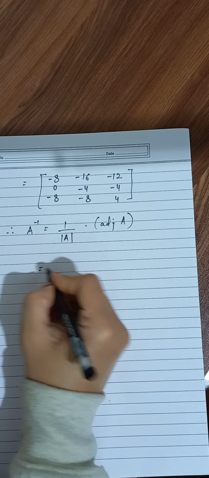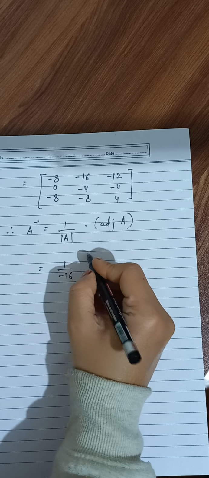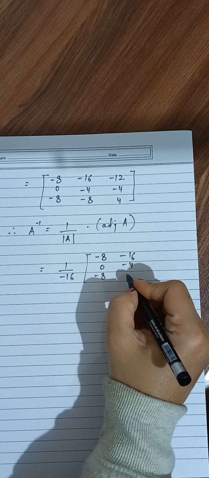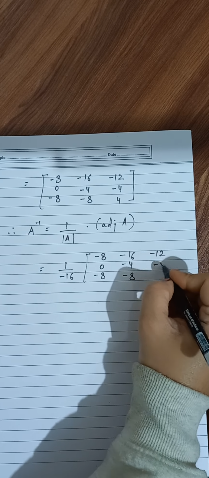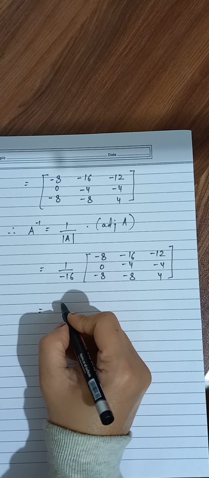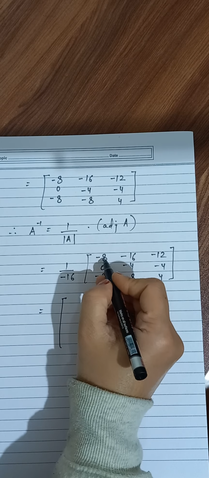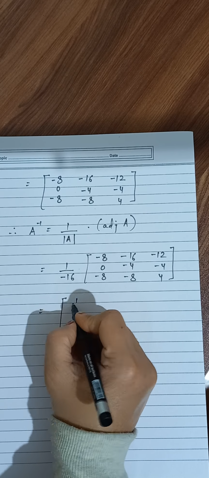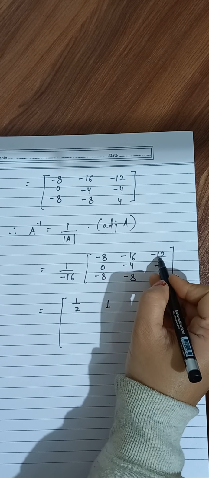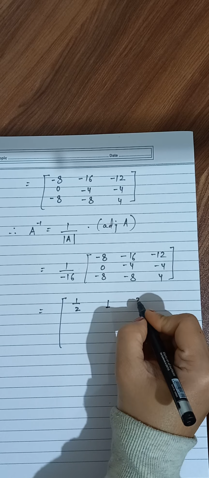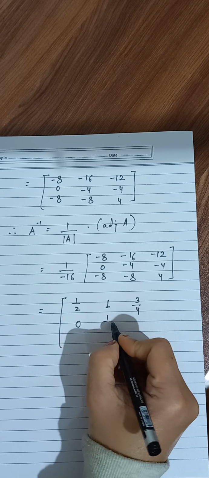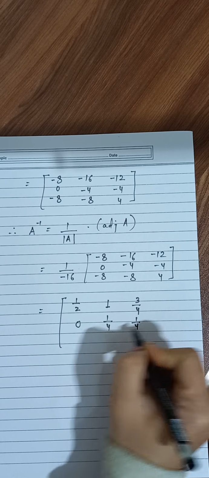So we put the values here, that is minus 16, and this will be like this. Now divide each and every element by minus 16. So you will be left with minus 8 divided by minus 16, which is 1 by 2. Here it becomes minus 16 divided by minus 16, which is 1. Minus 12 divided by minus 16 becomes 3 by 4. Again 0 divided by any number is 0. In a similar fashion, you will get all the other values.